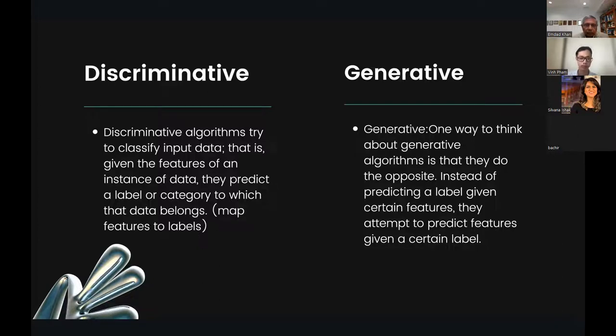Okay, so the discriminative model is used to predict what the data type is, while the generative model, instead of predicting the label, generates the data.